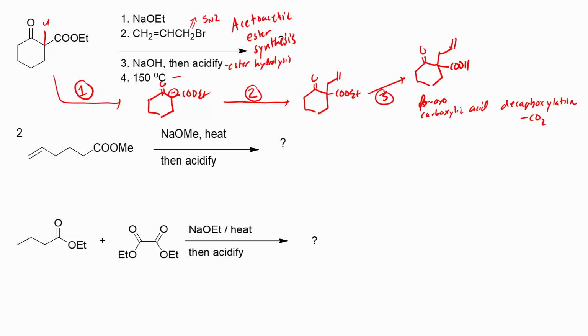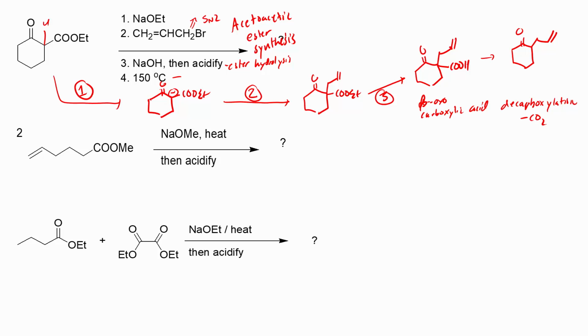Loss of CO2. And that gives us the product here. Okay, recognize that we could have taken cyclohexanone itself and just alkylated it. In practice, that looks good on a piece of paper, but it's a little bit difficult to control the mono versus di versus tri versus tetra alkylation.